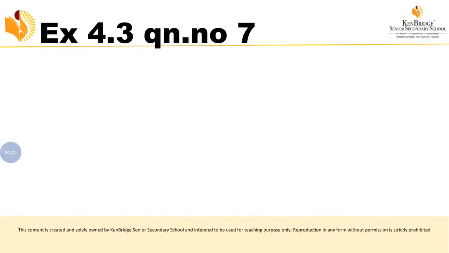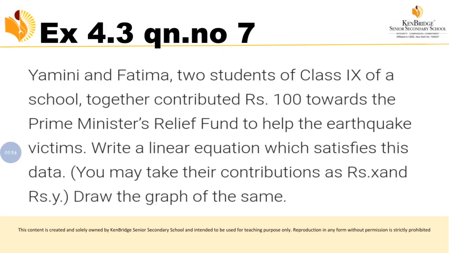The first question that we are going to see is taken from exercise 4.3 in the NCERT book, question number 7. The question is, Yamini and Fatima, two students of class 9 of a school, together contributed rupees 100 towards the Prime Minister's Relief Fund to help the earthquake victims. Write a linear equation which satisfies the data. You may take their contribution as rupees X and rupees Y. Draw the graph of the same.